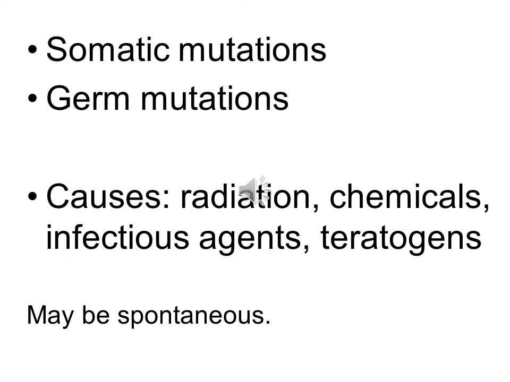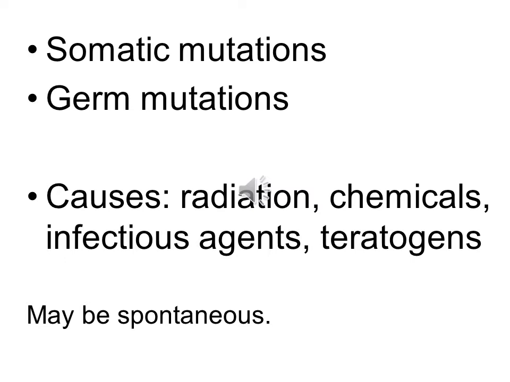If the mutation occurs in the gametes, then we call it a germ mutation, and these are the types of mutations that may be inherited. Some mutations are very drastic, others are barely noticeable. There are several different things that we know will cause mutations. One of those is radiation. Radiation forms electrically charged ions that produce chemical reactions that can change the DNA bases.